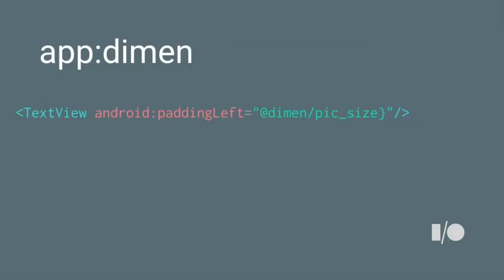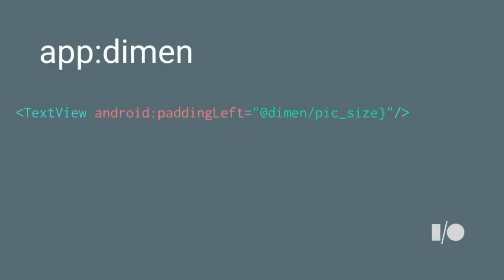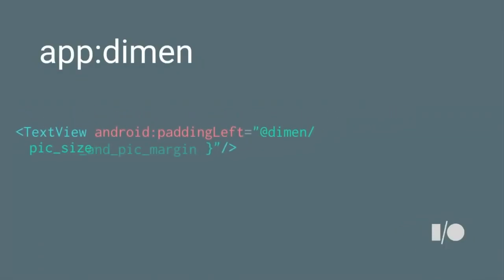Another one here is so common in applications. You have a dimension like image margin, and then you have something like dimension picture size, and picture margin, so that you can align your views. So you create all these dimensions. You don't need them anymore. You can just use data binding to say, hey, this thing is picture size plus picture margin. That's it. This should have been there already, but it wasn't.